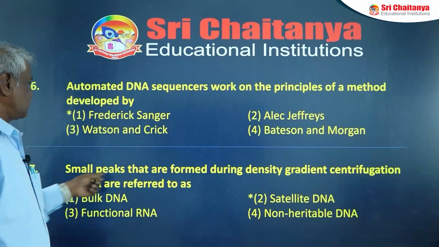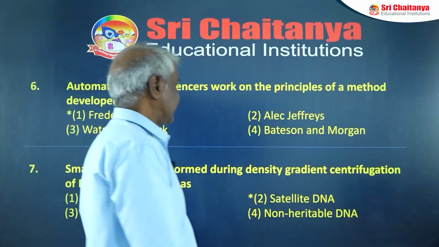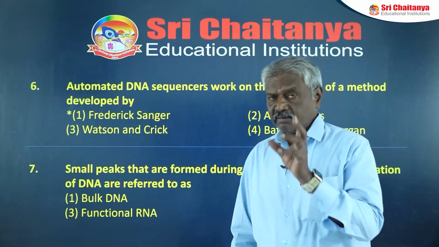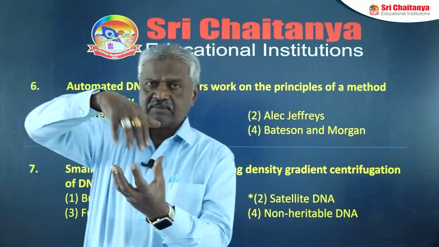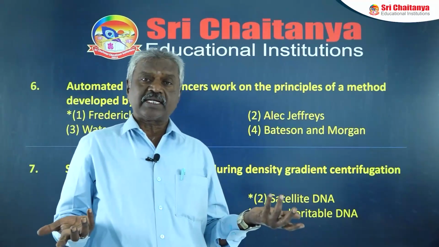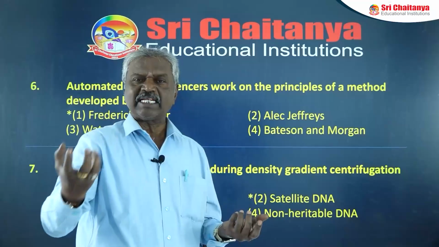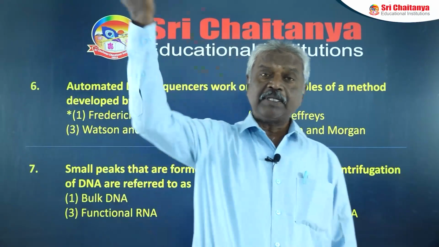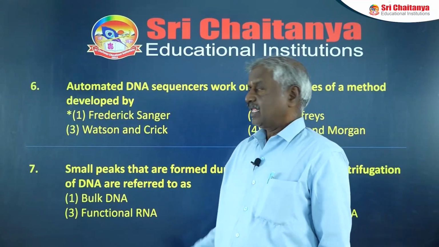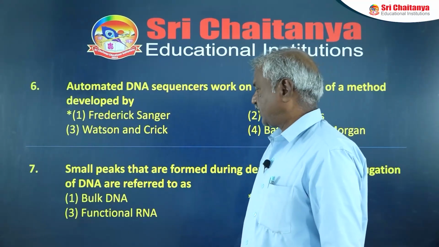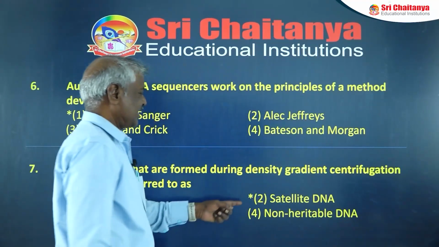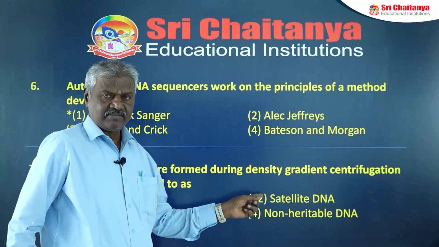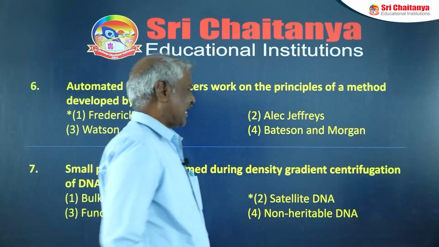Then, small peaks that are formed during the density gradient centrifugation of DNA are referred to as what? While you have isolated DNA and are making a density gradient centrifugation, you get major peaks and minor peaks. Major peaks have identical DNA. Minor peaks are small peaks with a small amount of DNA, where you can see satellite DNA. There you can have genetic markers: VNTR, variable number tandem repeats.